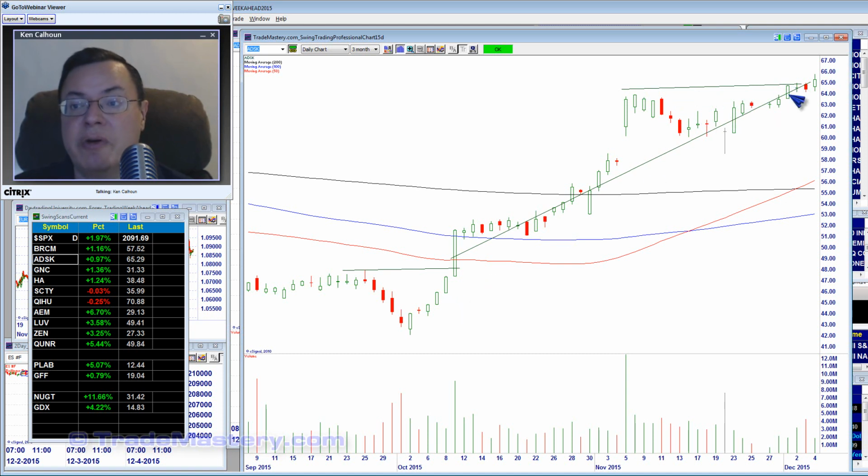Anyway, Autodesk, I do heavy share size. It went from 44 to 64. Nice 20-point run in that. So 20 points under your belt. We'll see if that's able to take another bite out of the market and punch on up. I do large share size in Autodesk.